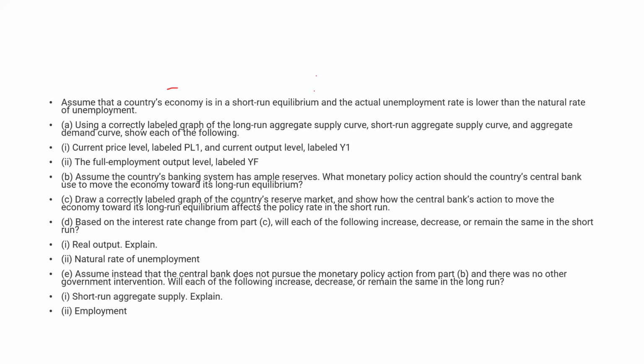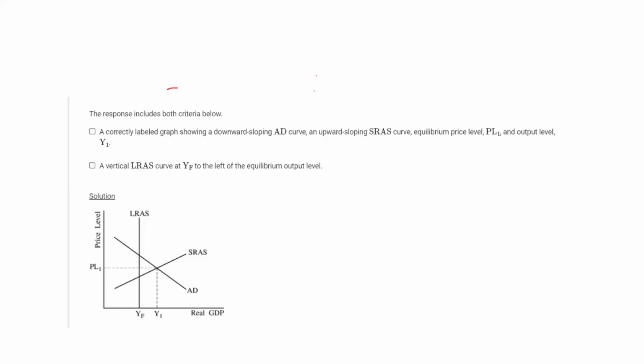Okay. If we still have time, let's do E. Assume instead that the central bank does not pursue the monetary action from Part B and there was no other government intervention. Will each of the following increase, decrease, or remain the same? All right. So we're going to have no government interaction, and we're here. Okay. So what do we know? We know at Y1, we're making more product than YF.